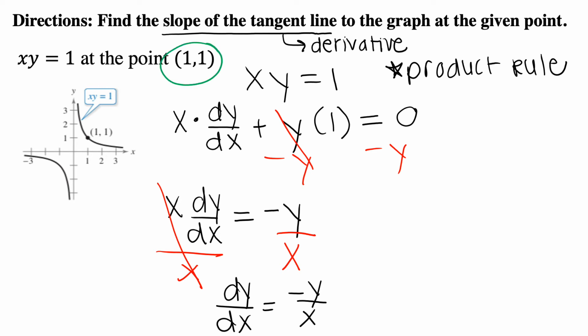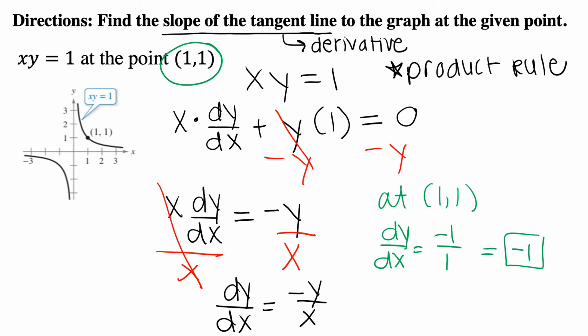Then we want to look at the point 1, 1. And we would plug in dy dx equals negative 1 over 1, which just gives us negative 1. And looking at the graph, we can confirm at the point 1, 1, our tangent line has a slope there of negative 1.